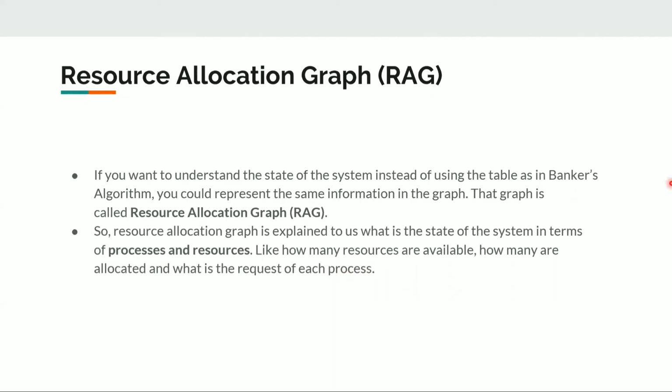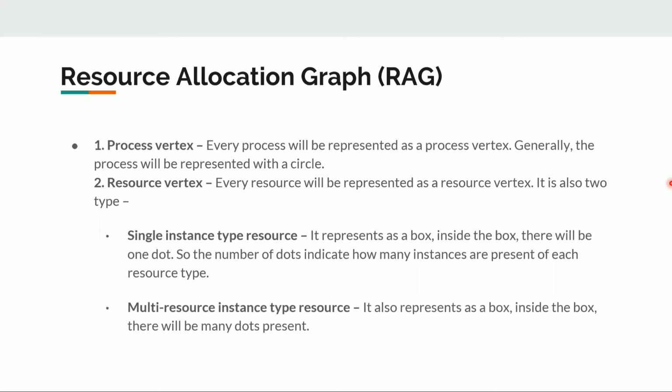Okay, so how to draw it? The graph contains only two things, vertices and edges. So this graph is just like any other normal graph. It also contains vertices and edges. There are two types of vertices. The first one is the process vertex, and the second one is the resource vertex.